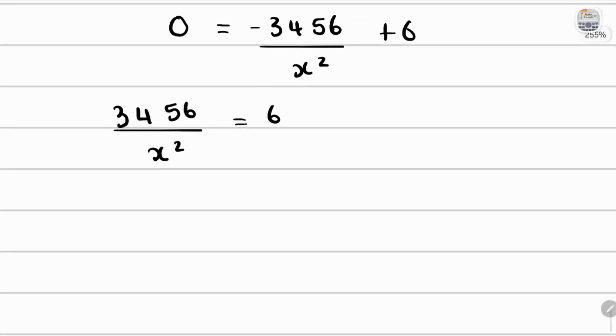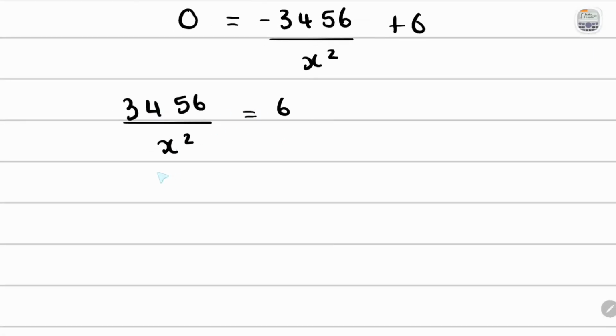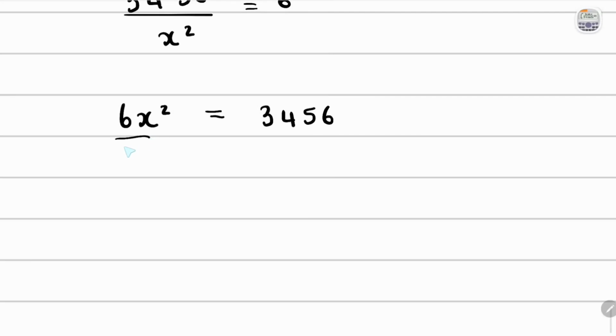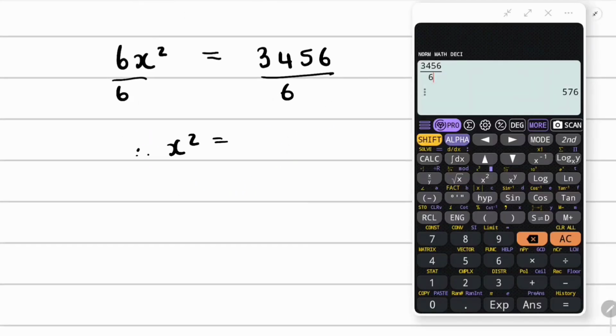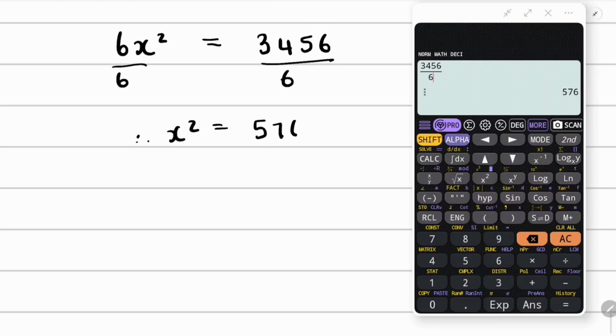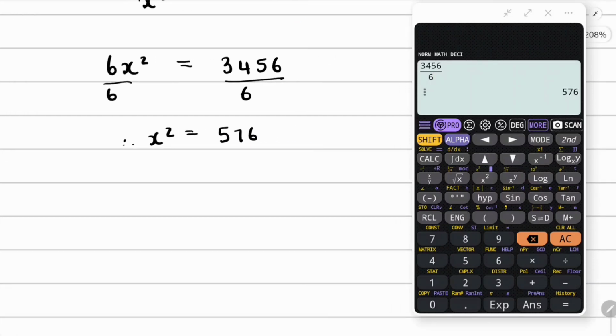Okay, to solve for x, we can cross multiply. So that's going to be 6x squared is equal to 3, 4, 5, 6, which will multiply with the natural denominator of 1 here. Divide both hand sides by 6. X squared equals 576. And then you see that we have to find the square root. So square root both hand sides, but this is an equation, so we have a positive and negative solution.